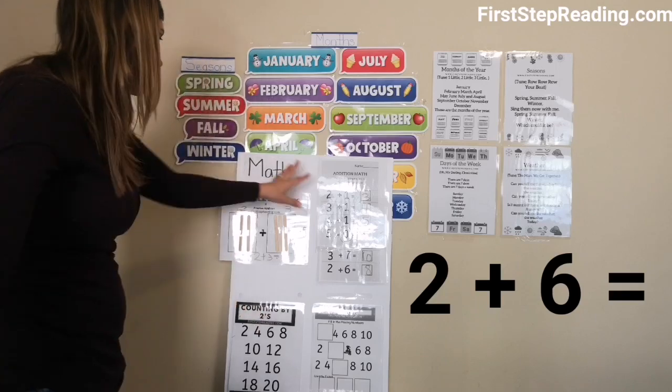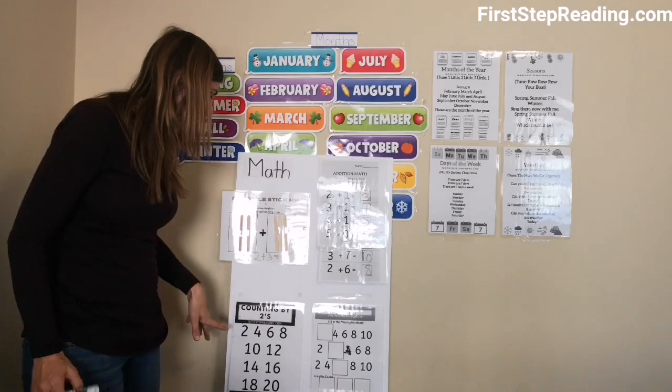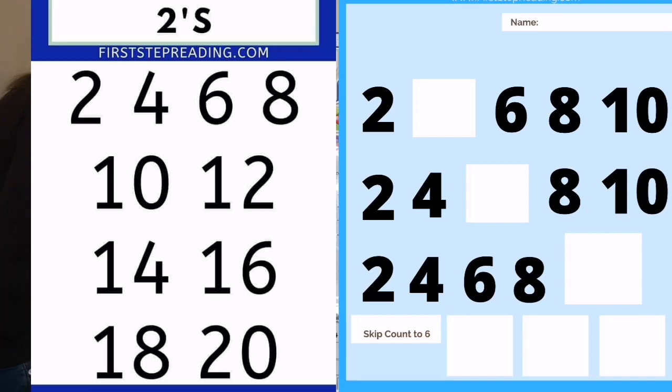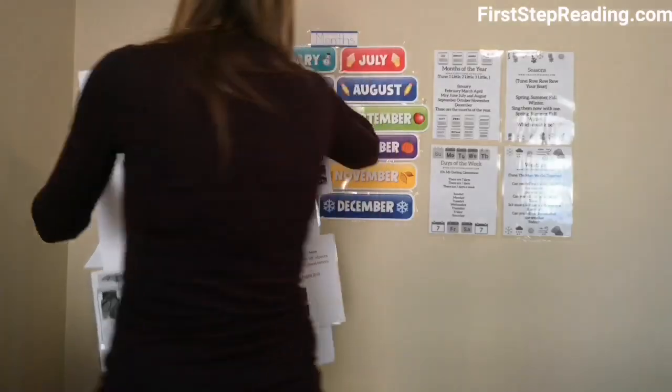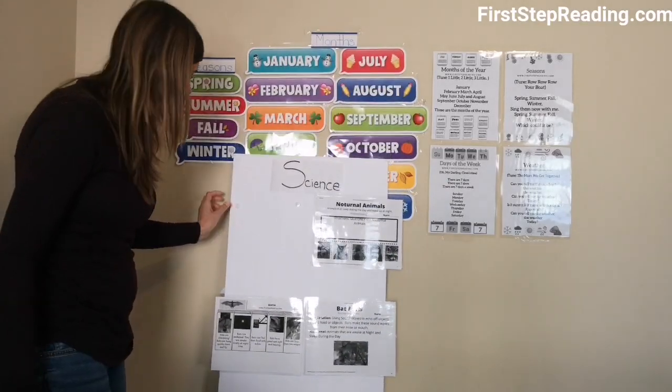That is addition. Now let's count by twos. Let's review our counting by twos, and you have your counting by twos worksheet to practice. 2, 4, 6, 8, 10, 12, 14, 16, 18, 20. Let's do it one more time. 2, 4, 6, 8, 10, 12, 14, 16, 18, 20. Great job. Now we're going to move on to science. Oh, one of my worksheets fell off.